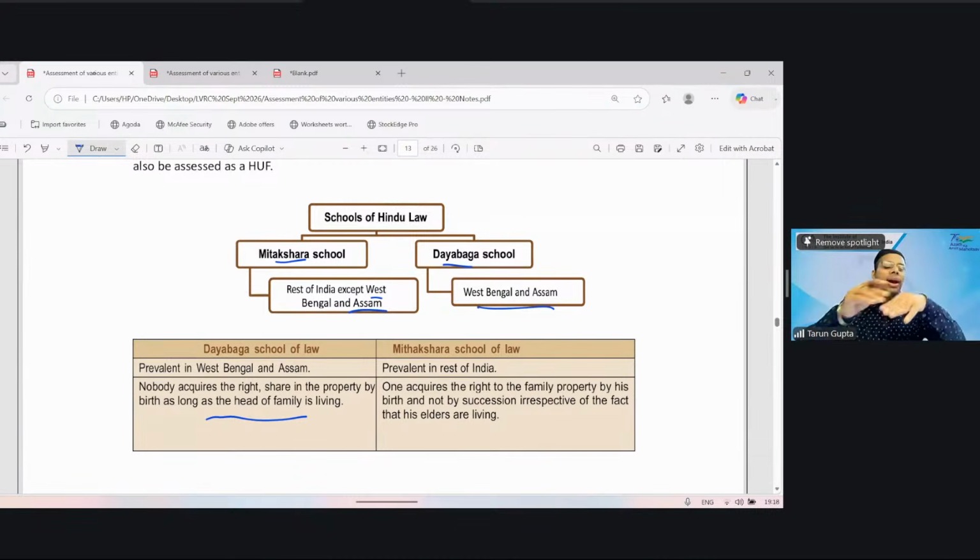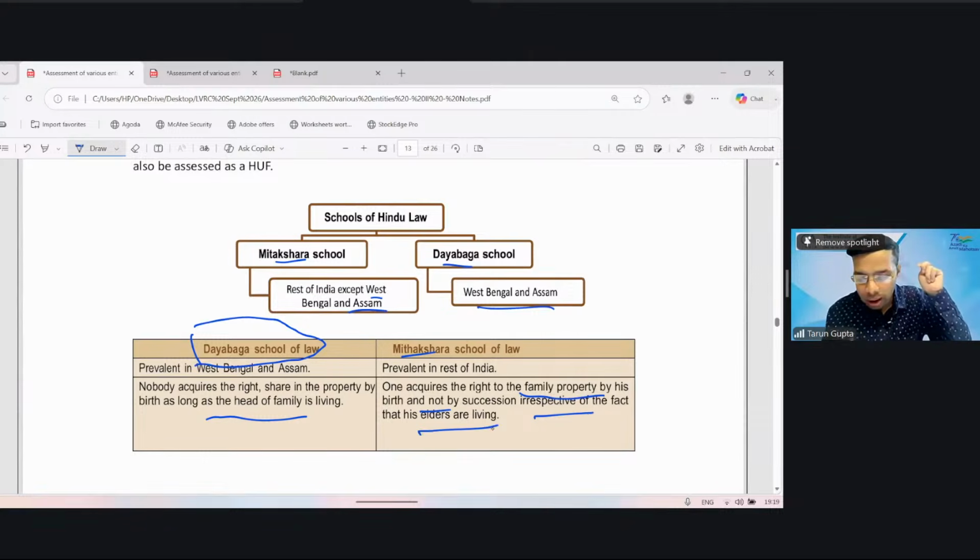So a son does not get a right in the property of the family unless his father or the head of the family is living. So he gets the right only on the death of his father. This Deyabaga law is applicable only in West Bengal and Assam. For all other parts of the country, the Mitakshara school of law is applicable, where the member, the co-partner of the HUF, gets a right by birth. So one acquires a right to the family property by his birth and not by succession, irrespective of the fact that his elders are living.